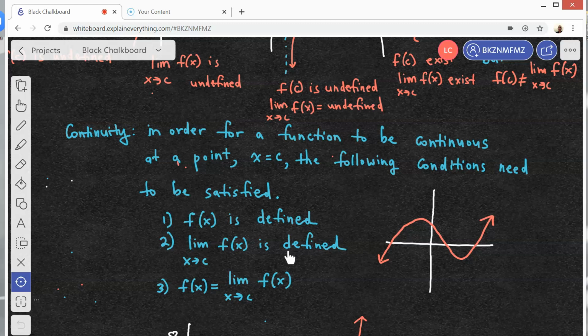The left side limit is also the same as the right side limit, and we're going to look at some examples in a moment. And number 3, the y value has to equal the limit. The function has to be defined, and wherever that function is defined, it's the same y value as the limit. So let's see if we have some examples coming up next.